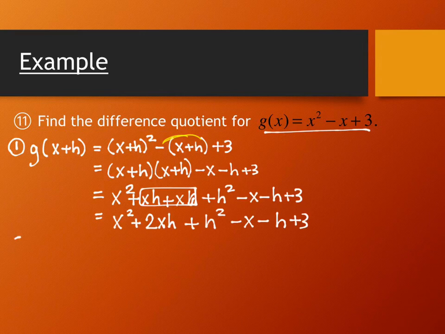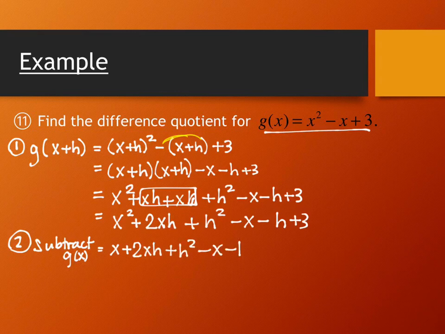So we're done with step 1. We're on to step 2. Step 2 is to subtract g of x. I'm just calling it g of x because it's the function. Previously I had f of x. So I write down everything from step number 1 just exactly like it appears. And then I subtract and I write down g of x inside of the parentheses. X squared minus x plus 3.